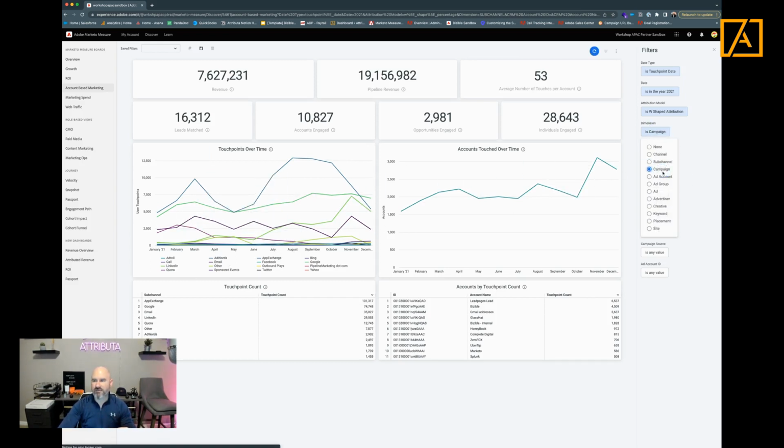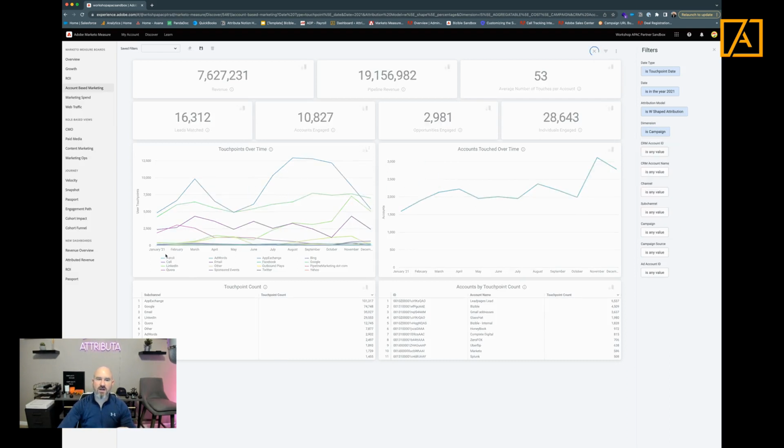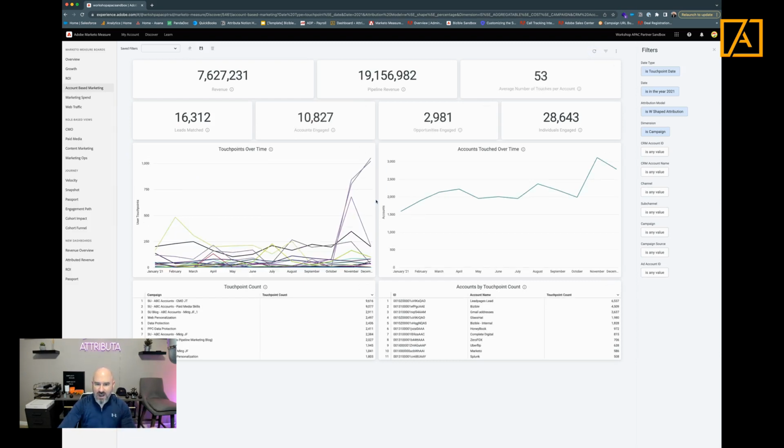You could also look at it from a campaign standpoint. So you can see individual campaigns. Now, if you're looking at individual campaigns, it's probably not best to be looking at all campaigns because you're going to run into a mess like you have here where you really can't tell what's what, and your legend at the bottom goes away. So it'd probably be good to focus in on specific campaigns or specific channels or sub-channels here if you're going to use this campaign dimension.